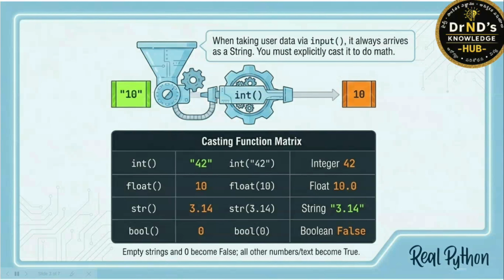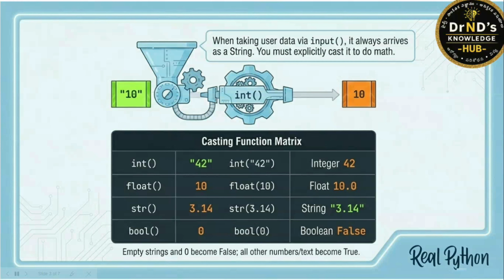Similarly, the string function str() converts a value into text. For example, if you type str(3.14) and press enter, it becomes "3.14" inside quotation marks, which is a string.